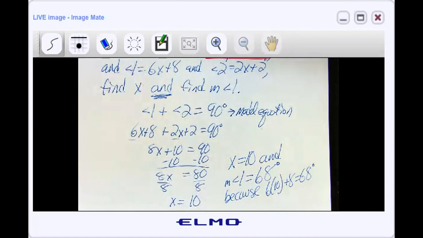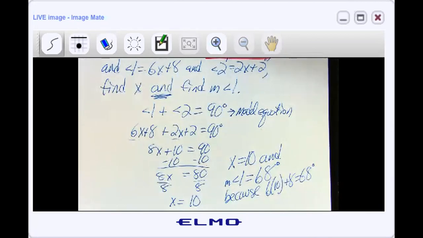So on your homework, it's going to ask you for one bit of information. It's either going to ask you for x, or it's going to ask you for the measure of one of the two angles. All right, so always just make sure that you are answering the question that they asked.